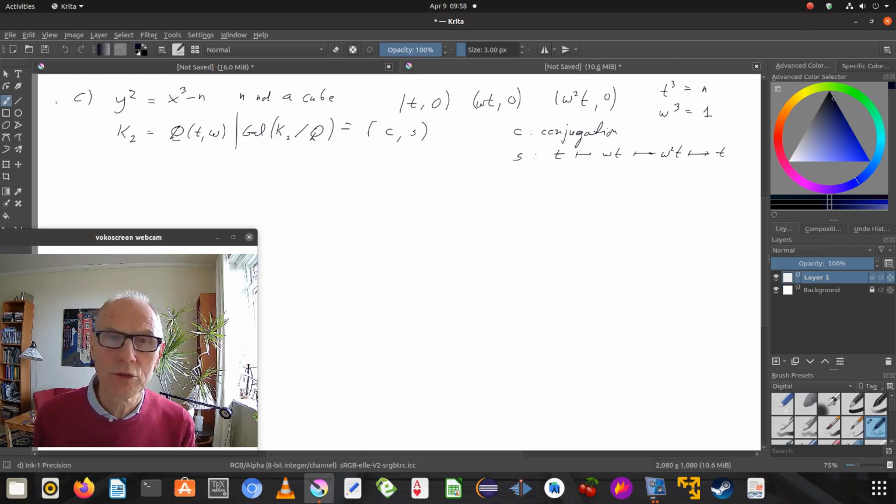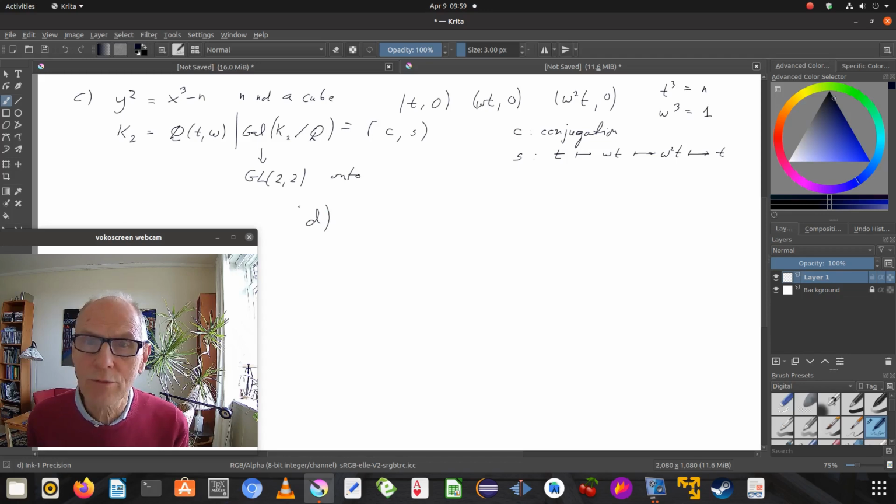Of course, K2 is of degree 6 over the rational numbers, so the Galois group has to contain all 6 elements. And that means that the map onto GL(2,2) is onto. So the image is equal to GL(2,2) itself.